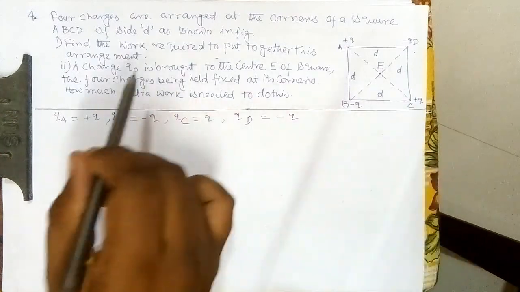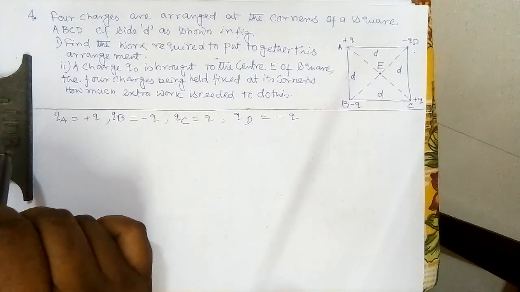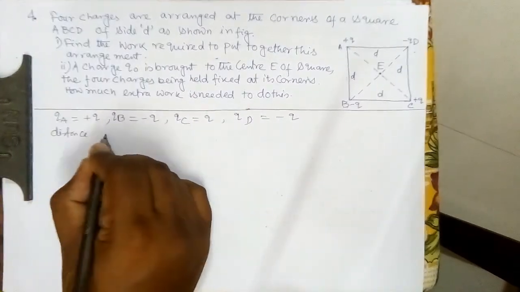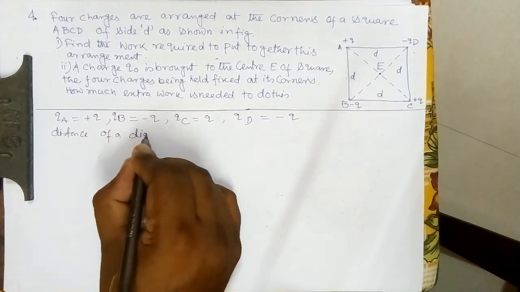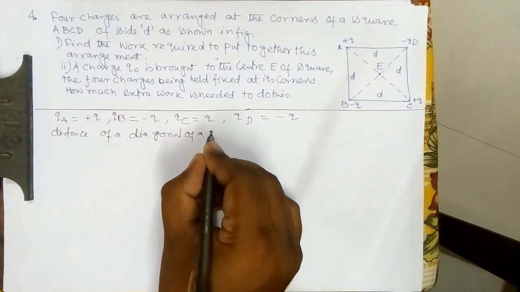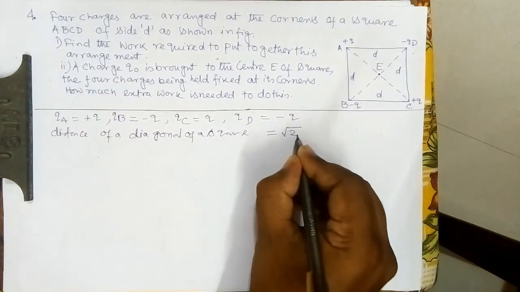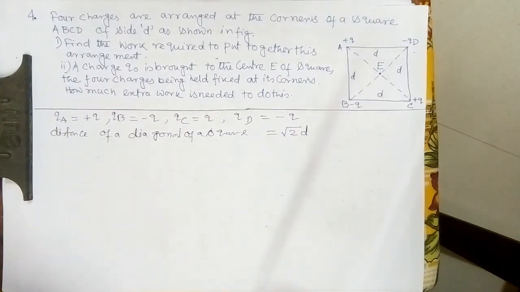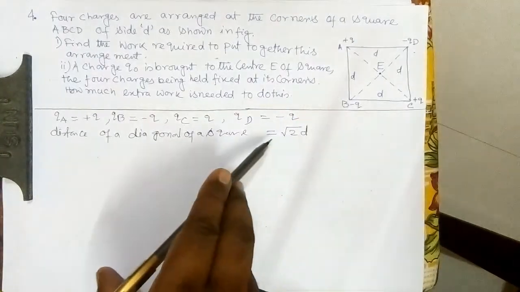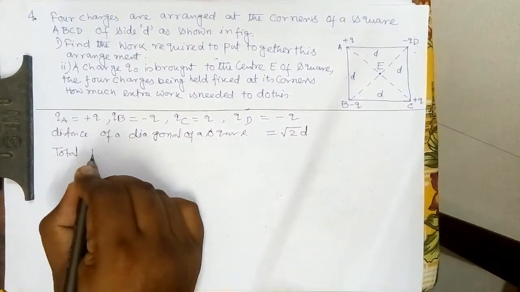The distance between the charges is D, but here the diagonal is also important. So we know the distance of a diagonal of a square is equal to root 2 into D. That value we know: root 2 into side equals diagonal. So here the side is D, so the diagonal is root 2 into D. Now we have to find out the total electrostatic potential energy.